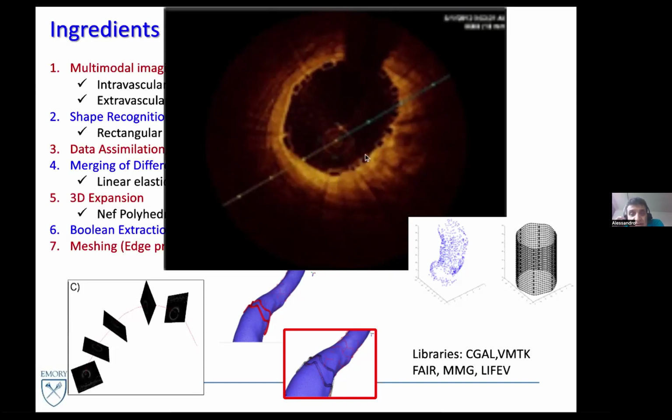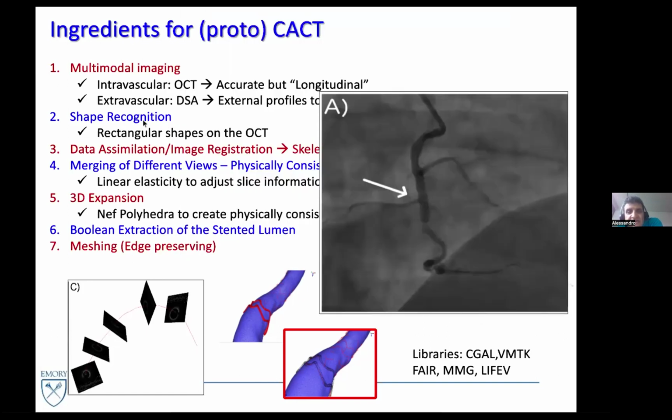But this is longitudinal, so it's intravascular. So basically, the frame of reference of this imaging is inside the vessel, not outside. So this is not enough, because if the vessel is curved, as coronaries are, we don't see this from inside. So for this reason, we also needed extravascular, external procedures. So this is digital subtraction angiography, where we can reconstruct the real curvature of the vessel.